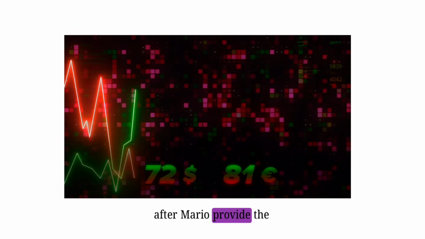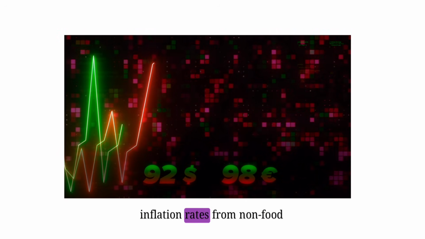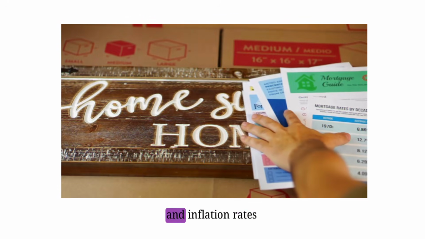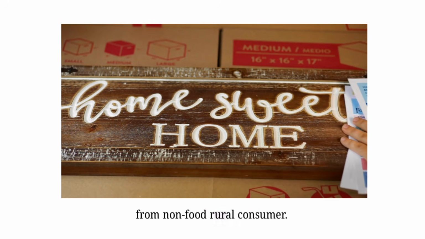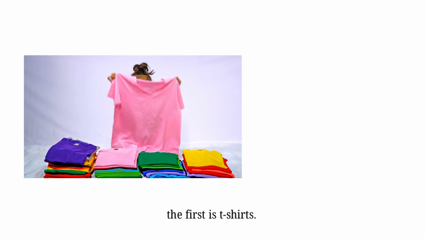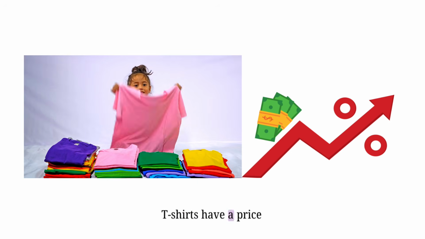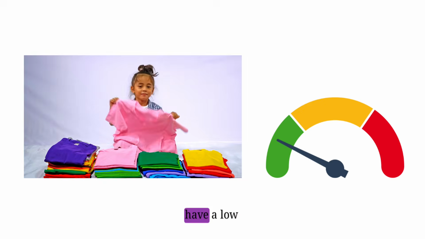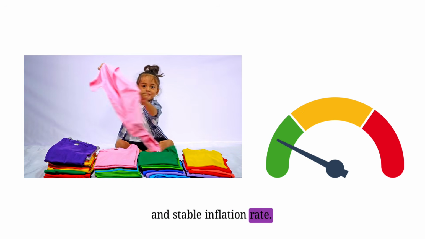Okay, after Mario provides the data of commodities and inflation rates from non-food rural consumer, I'm going to analyze that data. So, the first is t-shirts. T-shirts have a price increase of 15%, which means they have a low and stable inflation rate.